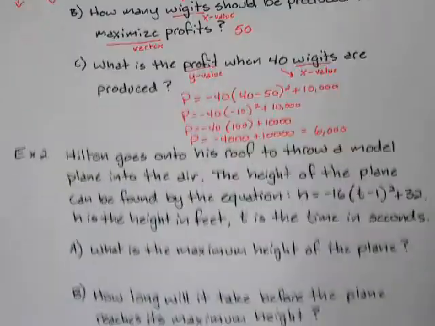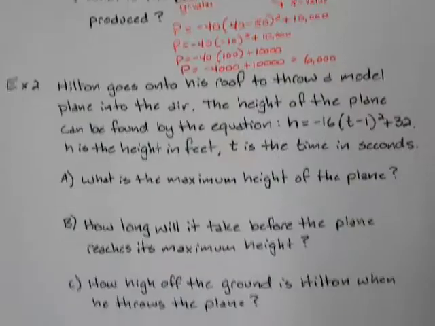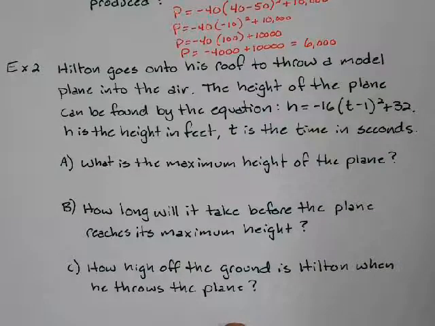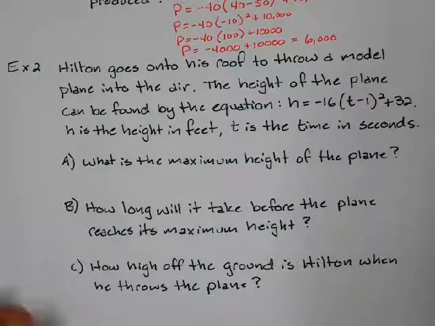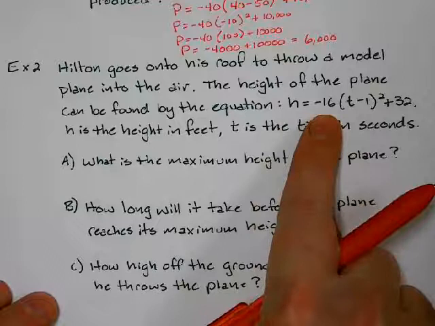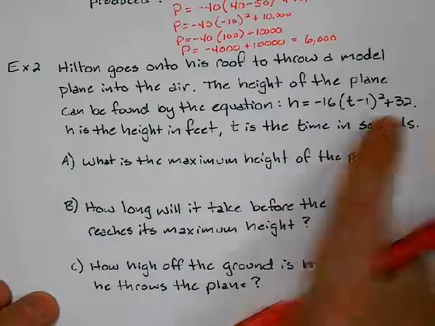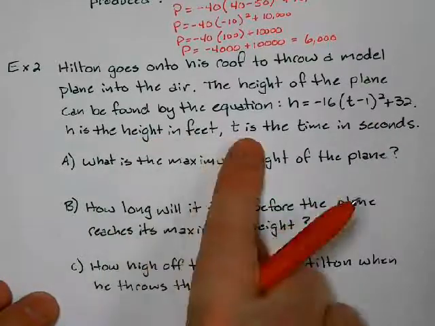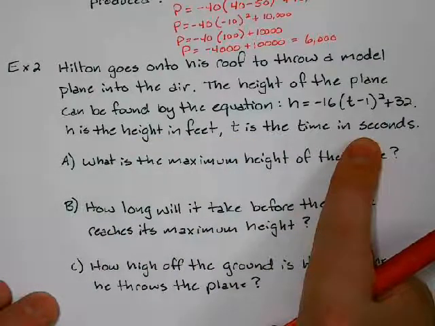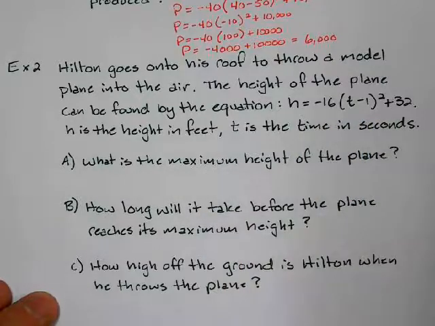Next. All right, Hilton goes onto his roof to throw a model plane into the air. I don't know why, he just does. Sounds like fun. So we can model the height of the plane using this equation. The height of the plane is equal to negative 16 times (t minus 1) squared plus 32. H is the height in feet, and t is the time in seconds. So every second that goes by, that's going to put the plane at a different height.